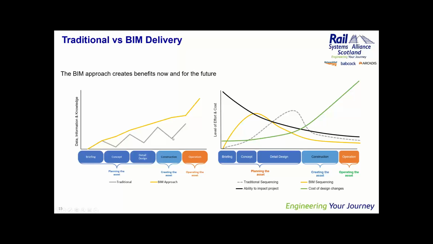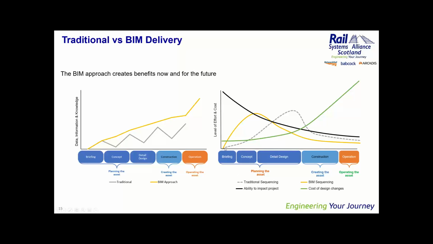So there's always a loss of knowledge between each handover and each stage of a project. And what the yellow line here intends to show is that with a BIM approach, the knowledge and the data and the information is steadily increased throughout the life of the delivery of the project. The second graph here shows, and this is quite a well-known graph in the BIM circles around the industry.